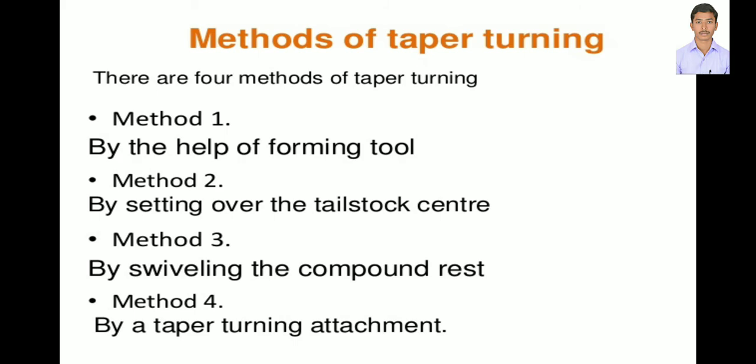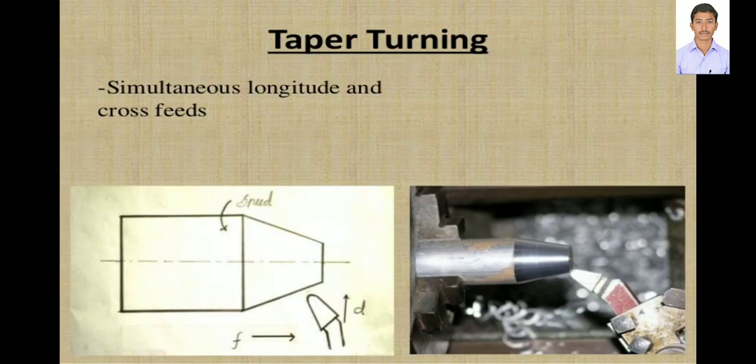And by setting over the tailstock center, the tailstock center and headstock spindle should be maintained on the lathe machine. And by swiveling the compound rest, we arrange the lathe machine by swiveling operation. Then by a taper turning attachment, the cutting tool should be moving at some angle of inclination, that is the taper turning attachment in the taper turning operation.